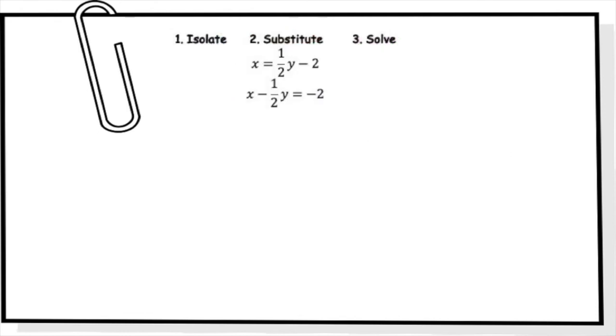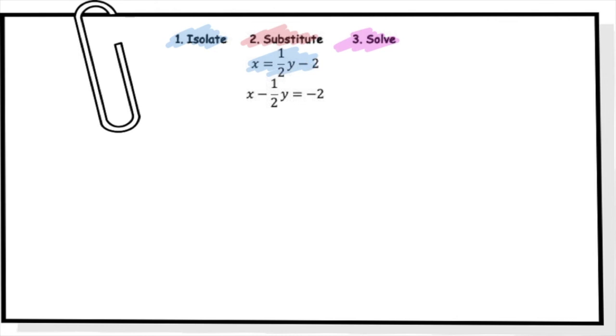This is our last example, and again, we're going to use the same steps: isolate, substitute, and solve. This one might look a lot more complicated. So let's see. Isolate, is one of my variables isolated? The answer is yes. Look at x. X is isolated in my first equation. So again, we can say that our first step is done already.